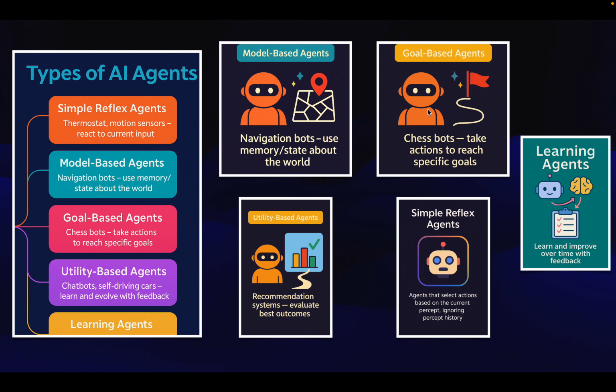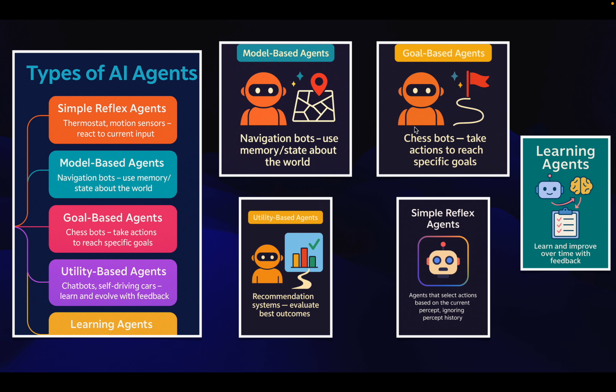We have a goal-based agent. This agent does not just react, it acts with a purpose in mind. A good example is a chess-playing bot. It evaluates moves not just for now but for long-term goals, like winning the game.